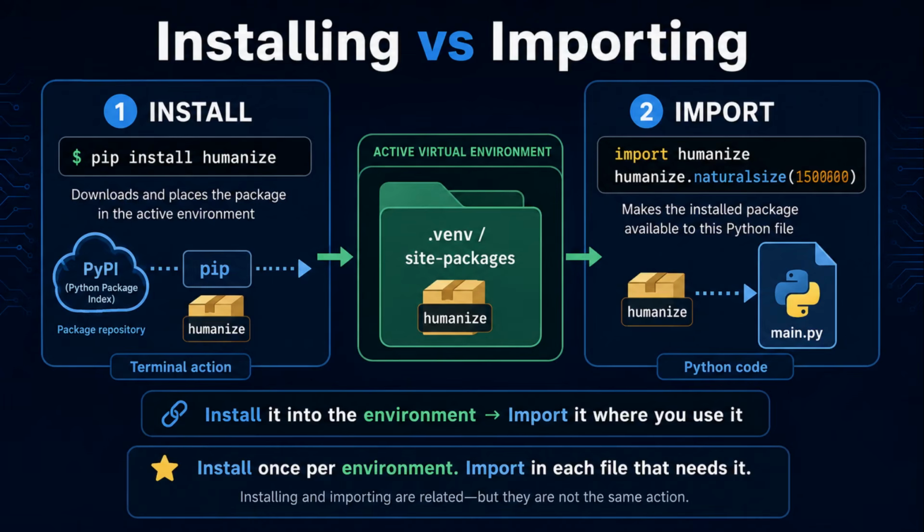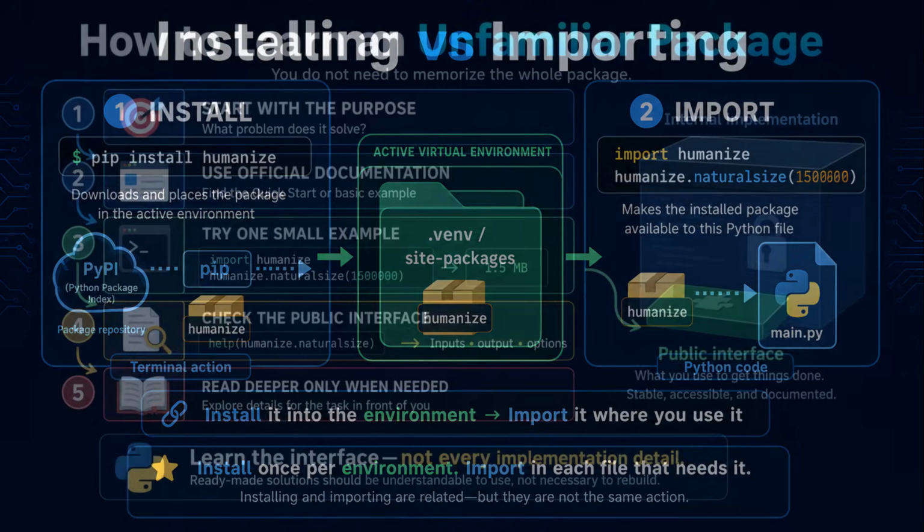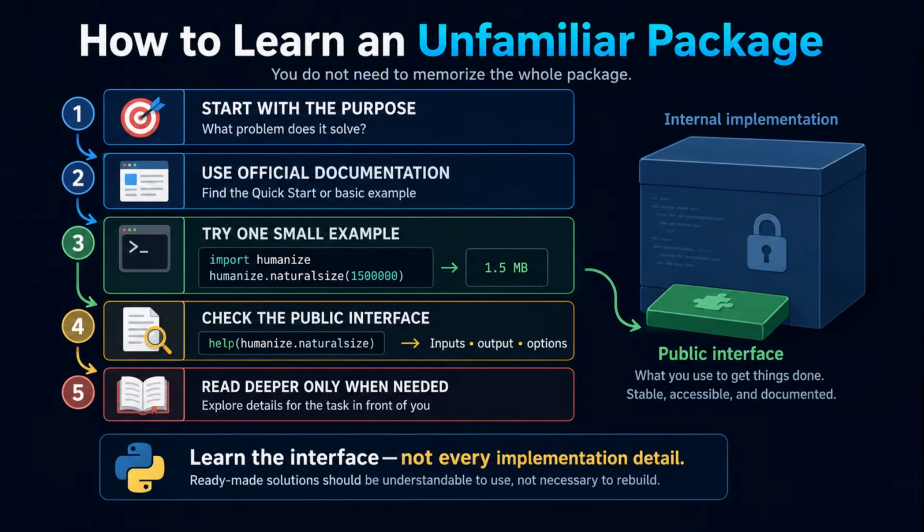Standard library modules in our own local code do not require a separate pip installation, but they still need to be imported wherever we want to use them. Learning a new package does not mean reading all of its source code or memorizing everything it can do. The goal is to understand the part of its public interface that solves the problem in front of us. Start by identifying the package's purpose. Its description should tell us what kinds of problems it was designed to solve.